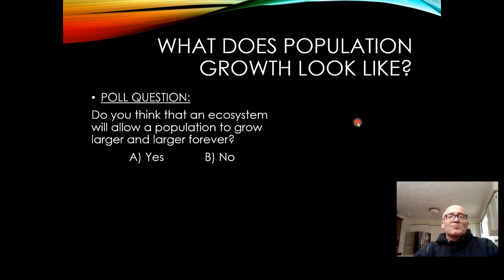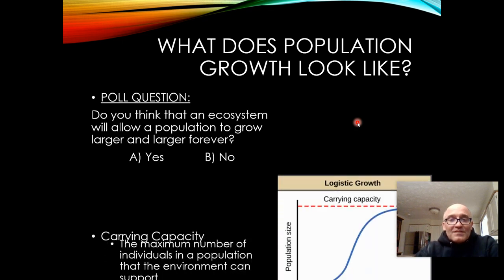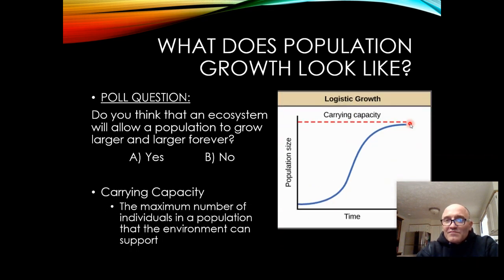You think that an ecosystem will allow a population to grow larger and larger forever? And the answer there is no. Eventually, again, it's going to level off at what's called the carrying capacity. If you go back to that very first picture I showed you with the big container, which represented the carrying capacity, there's only so many. Definition here: the maximum number of individuals in a population that the environment can support at a particular time.